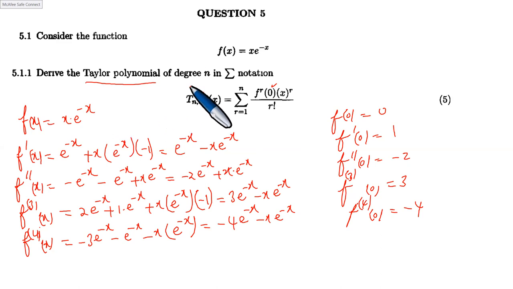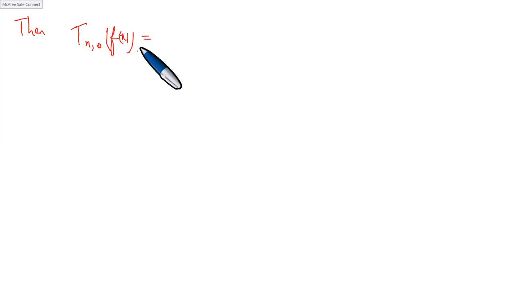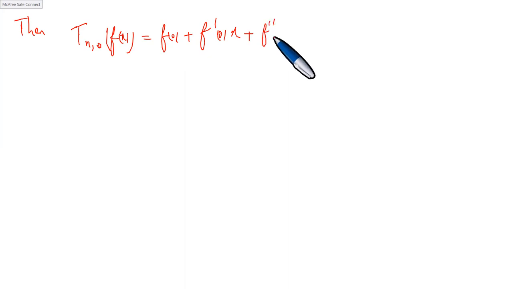So now we need to derive the Taylor polynomial of degree n in sigma notation. Right, so we continue as follows. Then we write out the formula. So T n,0 of f of x is f of 0, f prime at 0, f double prime at 0, triple prime.